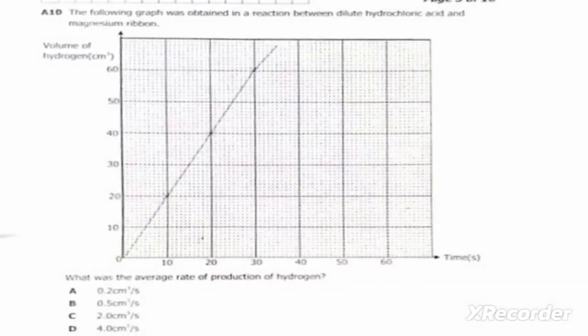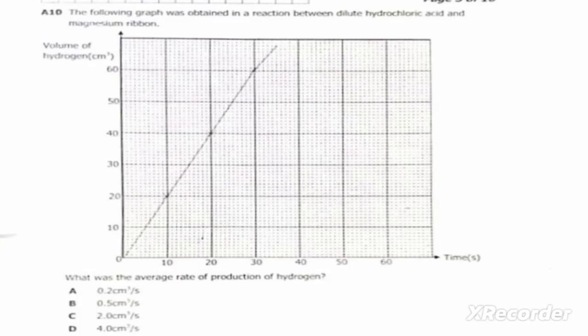Question 10. The question reads, the following graph was obtained in a reaction between dilute hydrochloric acid and magnesium ribbon. On the vertical axis we can see volume of hydrogen, cubic centimeters, and on the horizontal axis we can see time in seconds. What was the average rate of production of hydrogen?